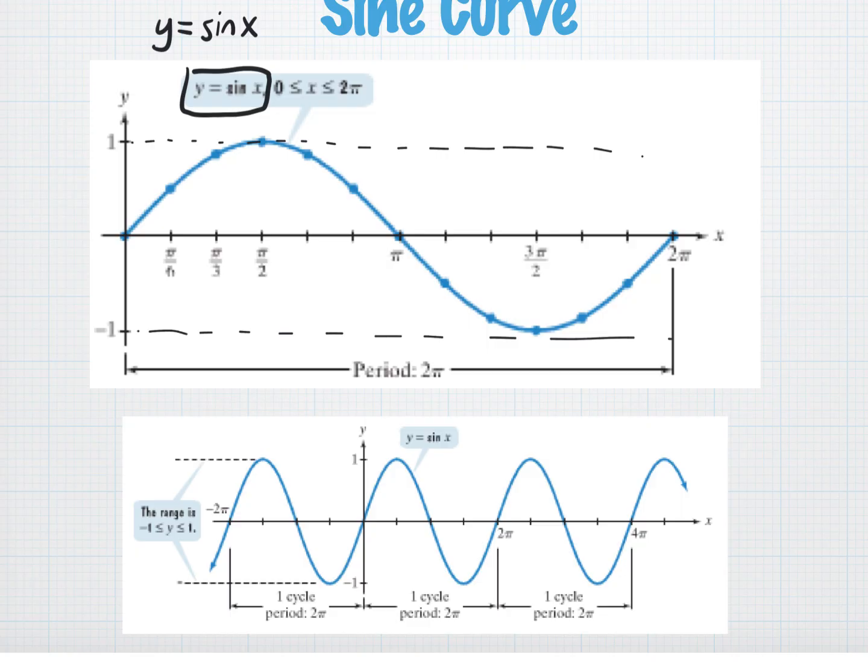So one thing to note about the graph of sine is that it is a periodic function. That just means that it repeats every set amount of units. So what you see on the screen is one sine wave. So this right here, I'll highlight it. This is one sine wave. We call it a cycle. So this is one cycle of sine.